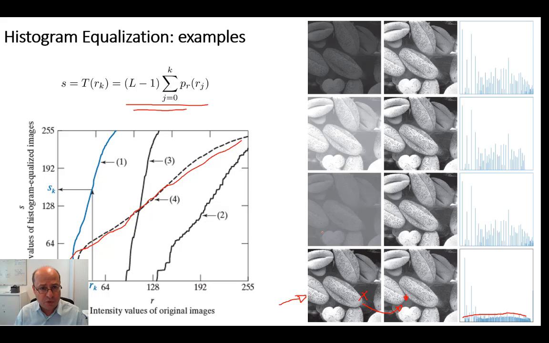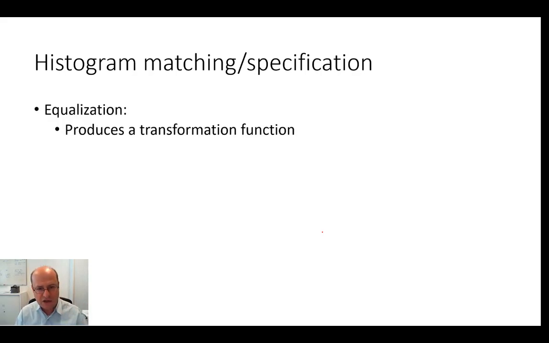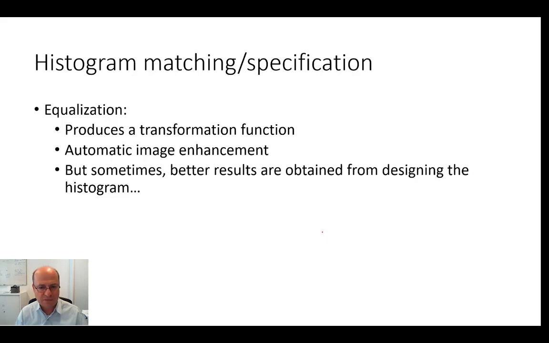Let's move on. So we've seen histogram equalization. There is another technique called histogram matching or histogram specification. Whereas in equalization, we always try to produce a transformation function, and this is used for automatic image enhancement. But sometimes, if you just let the system find the best histogram, the results are not as good. Sometimes you want to get a particular output. You know what you want as a final histogram for your image.